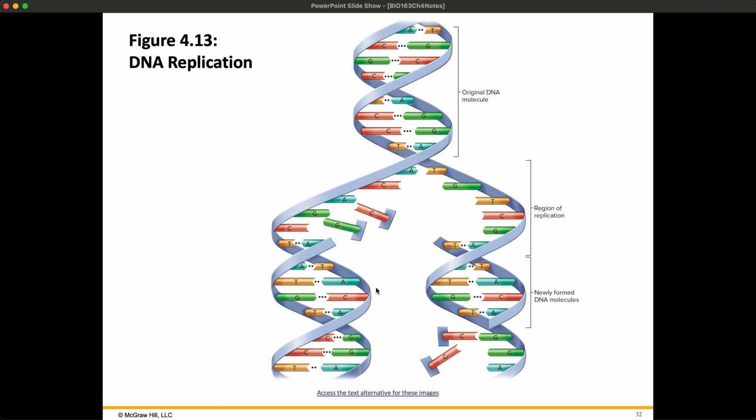So here is seeing that process. You have this original DNA molecule that gets split open, and then DNA polymerase is going to come in here and it's going to find different base pairs to be added on, and they form these new double helix strands.